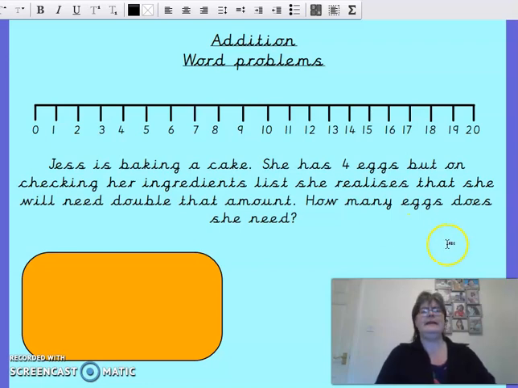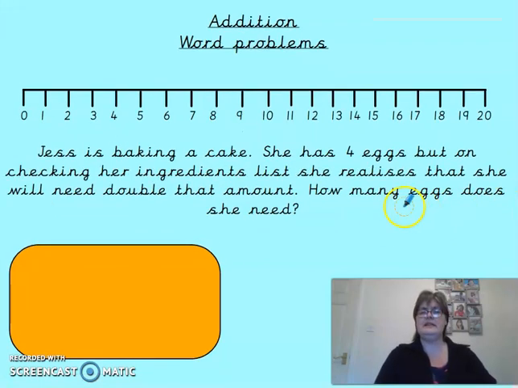Ooh, okay. Now, the first thing I spot about this one is I've only got one number. It tells me she has 4 eggs, but it doesn't tell me anything else about another number. How am I going to figure that out? Listen again and see if you hear the word that tells you what we need to do. She has 4 eggs, but on checking her ingredients list, she realises that she will need double that amount. How many eggs does she need?